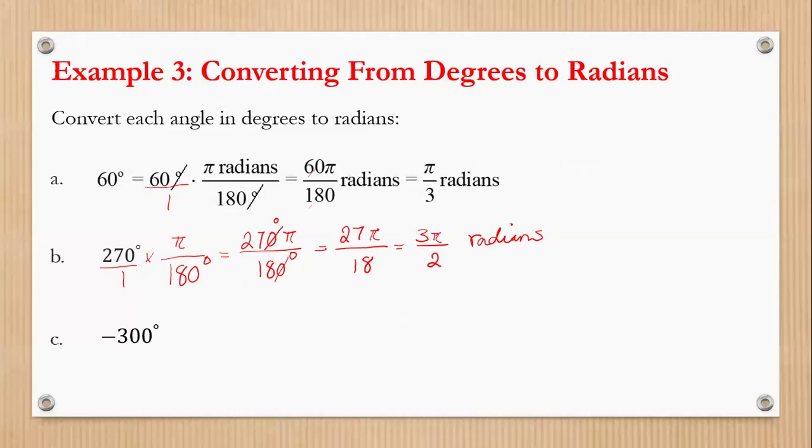Next example, we have negative 300 degrees. We want to convert it to radians. Again, we multiply by pi over 180. We can cancel one zero from each number, so we will have negative 30 pi divided by 18. This time, we can simplify 30 and 18 by dividing by 6. If we divide both by 6, we get negative 5 pi over 3. And that's the radian measurement of negative 300.